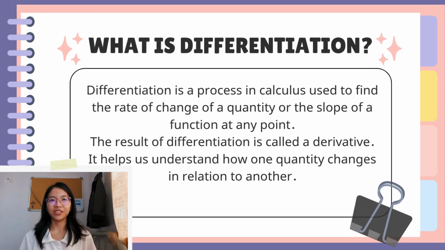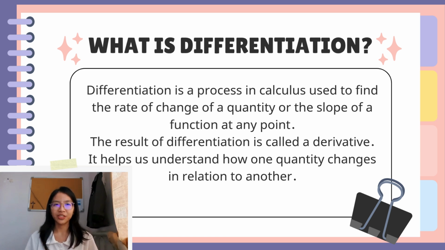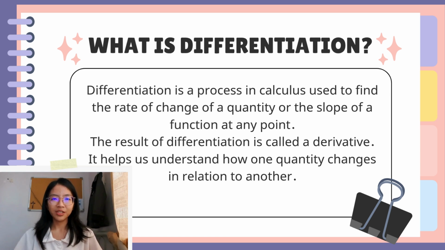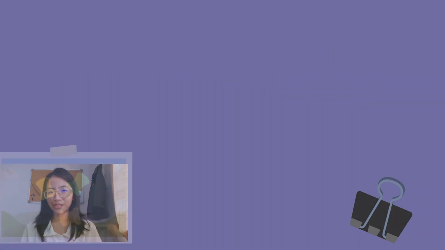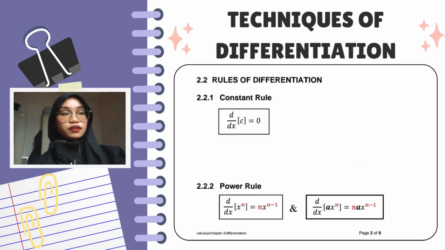What is differentiation? Differentiation is a process in calculus used to find the rate of change of a quantity or the slope of a function at any point. The result of differentiation is called a derivative. It helps us understand how one quantity changes in relation to another. Techniques of differentiation. The first one is rules of differentiation.